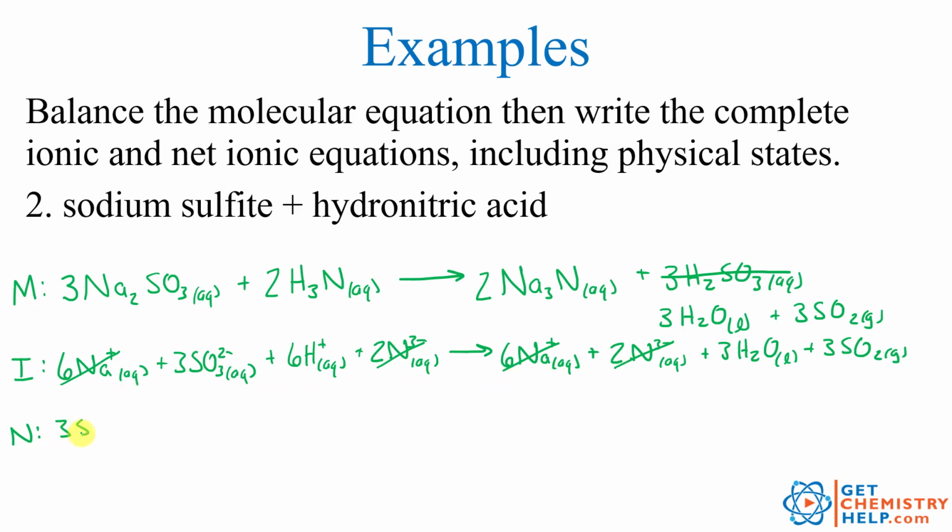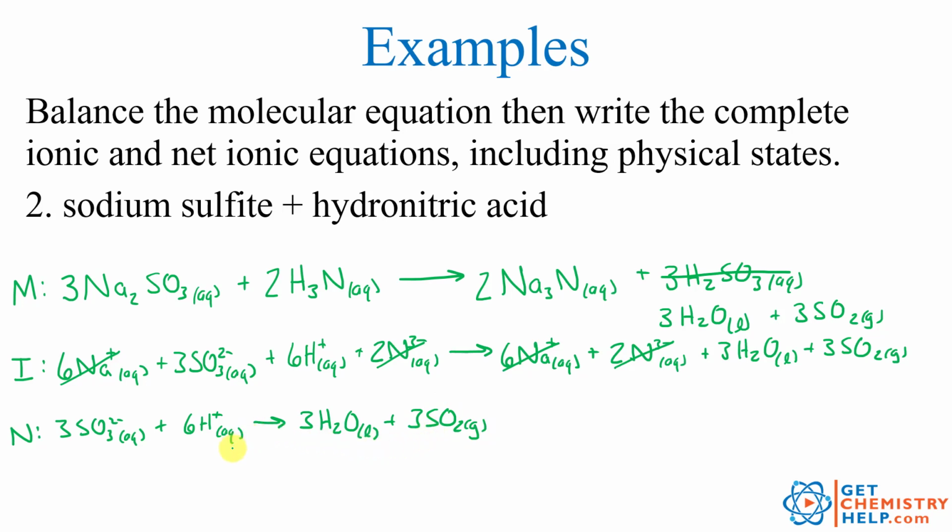So 3 sulfite ions react with 6 hydrogen ions to form 3 water liquid and 3 sulfur dioxide gas.